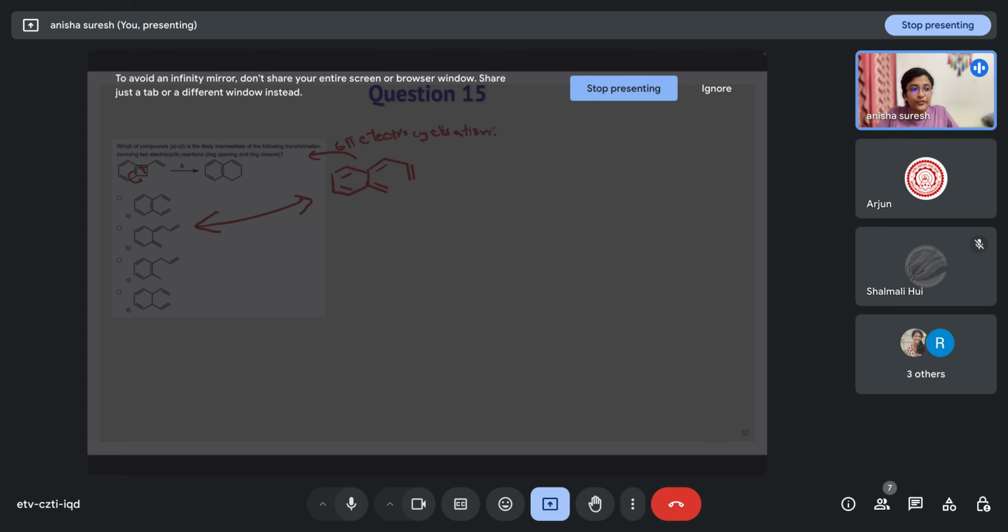So the concept of FMOs and electrocyclizations are clear, right? Do you have any doubts regarding that? This was our last question.